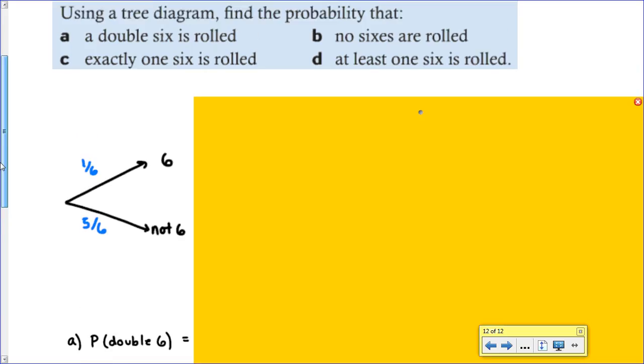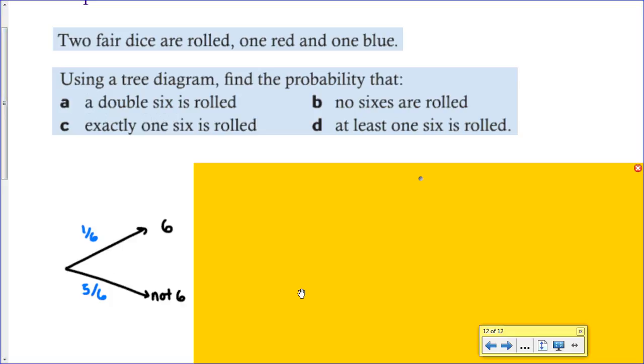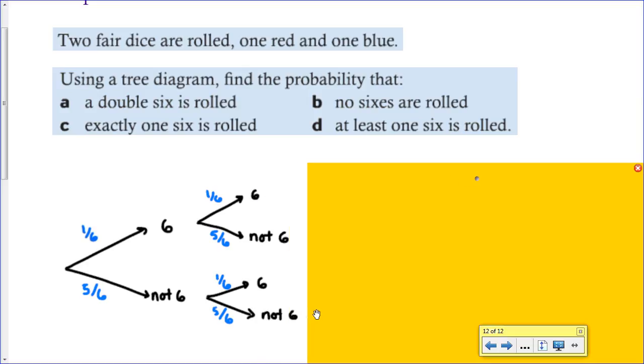Let's see if I can scroll up here. Where this is the first event. It's rolling the first die, right? I have 2 options. I could be rolling a 6 or I could be rolling not a 6. And you'll notice I've labeled the probabilities right along the arrows. Probability of rolling a 6 is going to be 1 out of 6. The probability of not rolling a 6 is going to be 5/6. And then if I get a 6 on the first roll, now I'm going to roll the second dice. And again, I have the options of 6 or not 6. Same thing, if I rolled a not 6 on the first dice, now I'm going to roll the second one, and my options are still 6 or not 6.